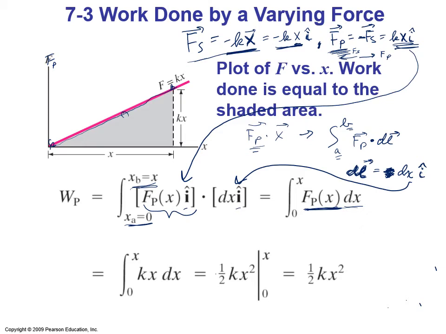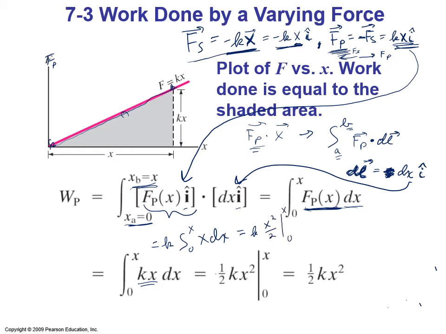So the integral over Fp dx, well, Fp was k times x, so we can put that in there. And then k is constant, so k can go outside of the integral. It equals k times the integral from 0 to x of x dx. And what's the integral of x? Well, it's x squared over 2.